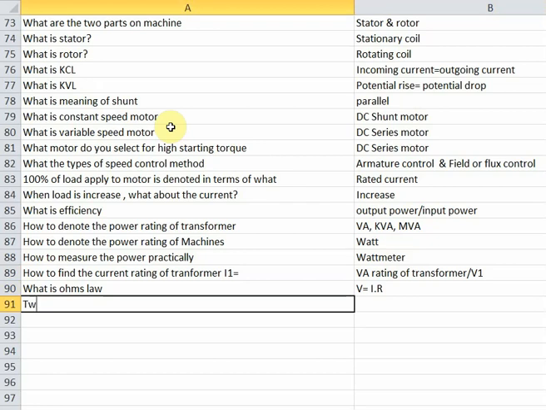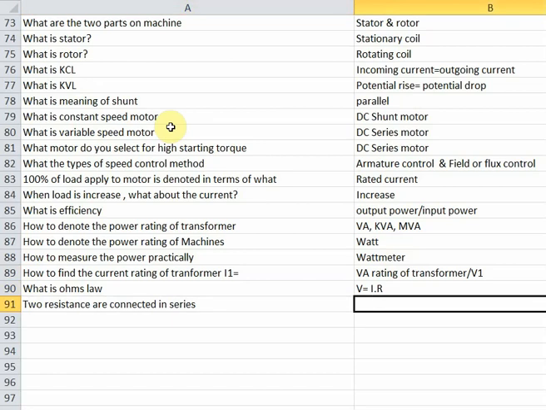Okay. Two resistors are connected in series. What about the R equivalent? R1 plus R2. For three resistances, R equivalent is R1 plus R2 plus R3.